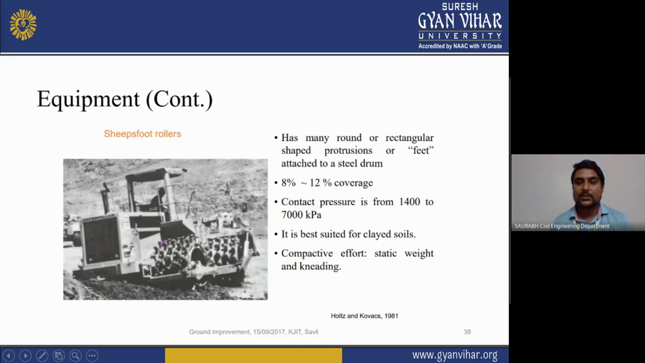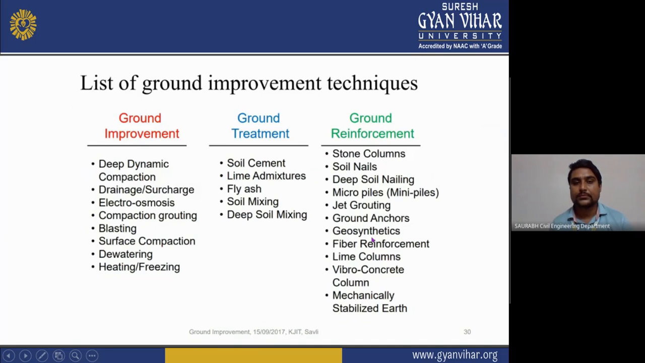So you can see that here is a different equipment which is known as the sheepsfoot roller. I have prepared one separate video which you can watch to know what it is.